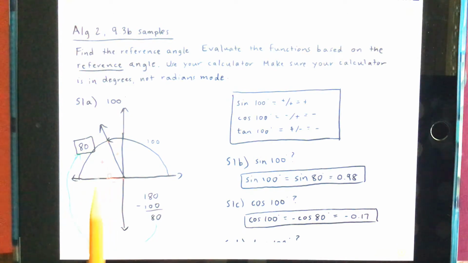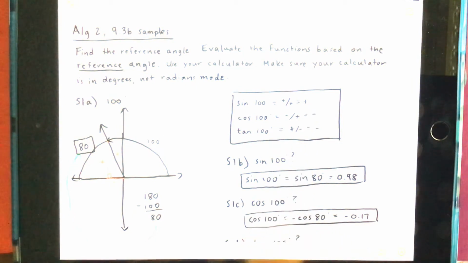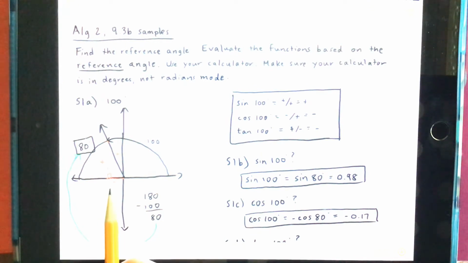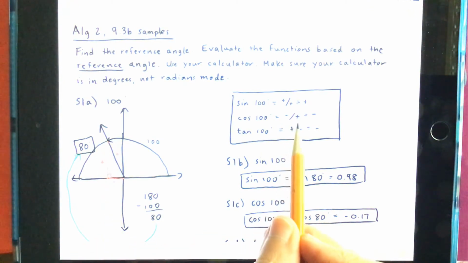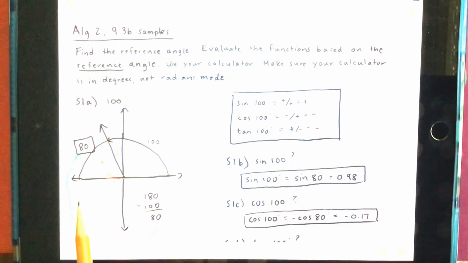Sine would be the y value, which is positive, over the radius. So positive over positive is a positive, and I'm going to note this on my paperwork. That's part of what is expected when you're working out the quiz for this particular type of problem. The cosine would be x, negative, over the radius. Negative over the radius, which is positive, is a negative. The tangent would be the y over the x, positive over negative. Positive over a negative gives you a negative.